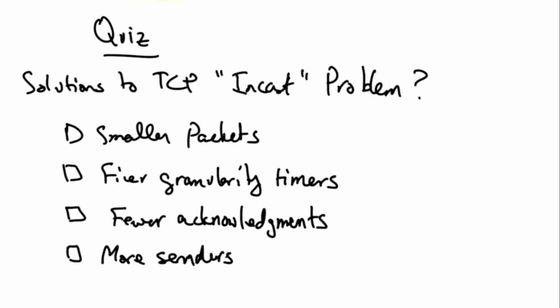As a quick review, what are some solutions to the TCP incast problem? Having senders send smaller packets, using finer granularity TCP timeout timers, having the client send fewer acknowledgements, or having more TCP senders. Using finer granularity timers and having the clients acknowledge only every other packet as opposed to every packet are possible solutions to the TCP incast problem.